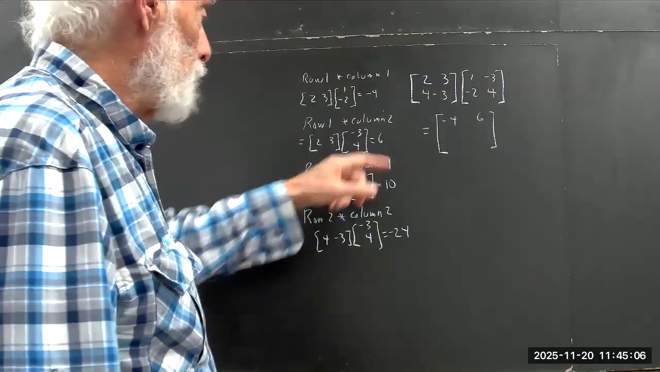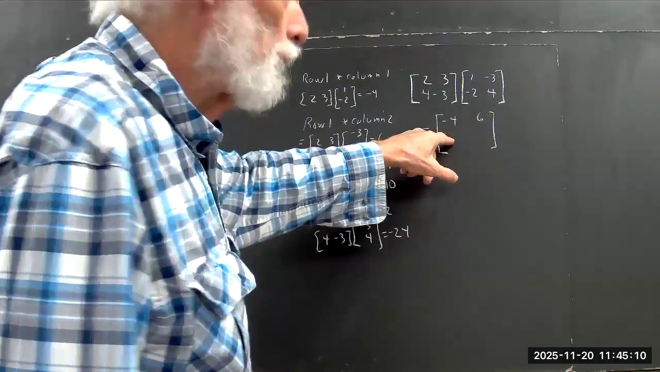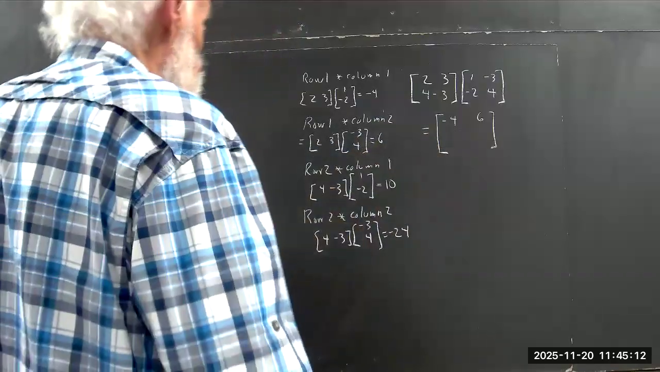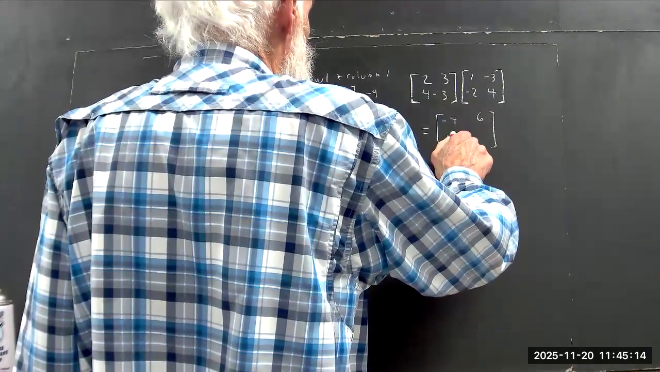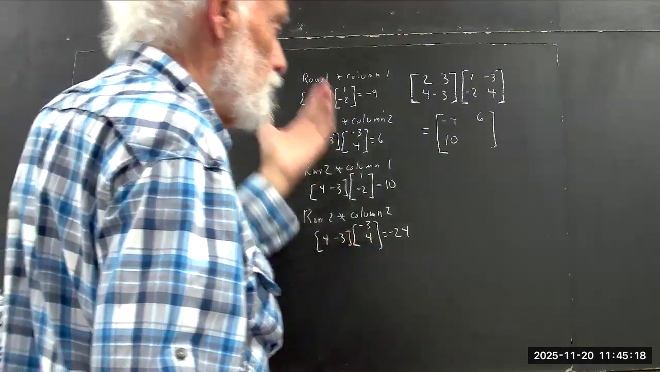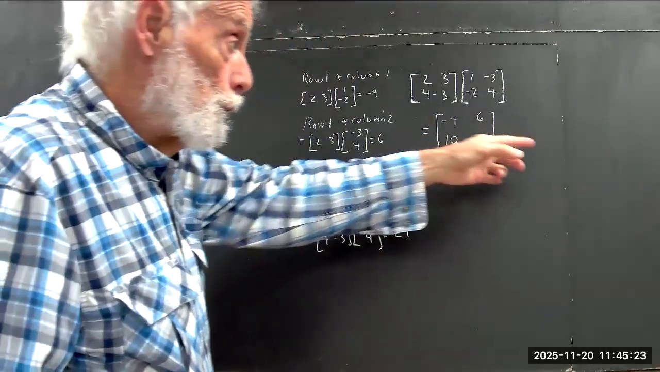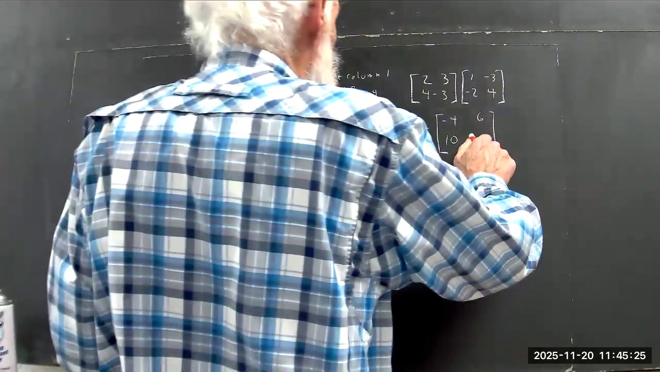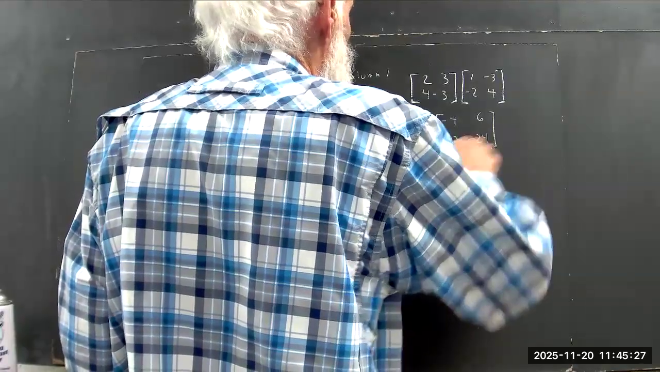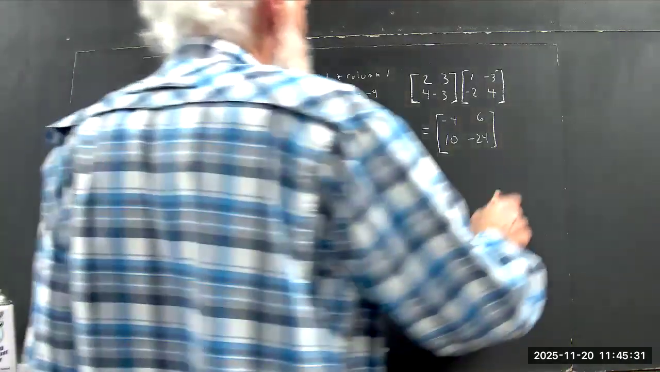And then row two times column one, well, we better put this in row two and column one, which is right here. So that result is going to go here. Row two times column two, where's it going to go? Well, the only place left is row two, column two. That gives me -24.